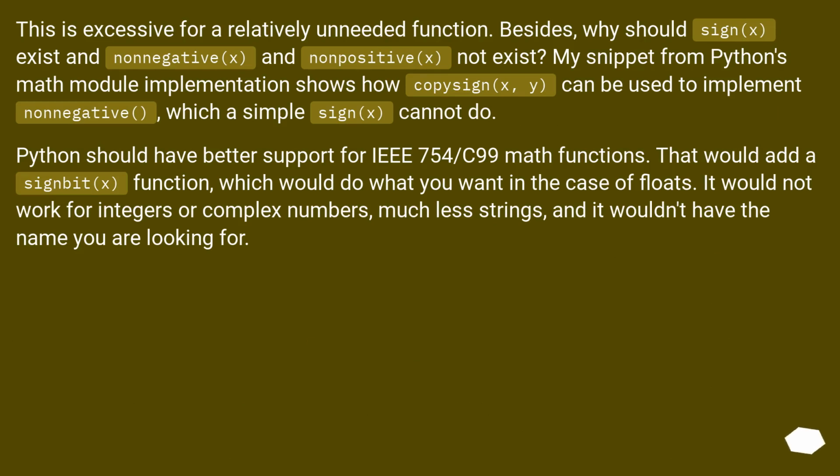Besides, why should sign(x) exist and non-negative(x) and non-positive(x) not exist? My snippet from Python's math module implementation shows how copysign(x, y) can be used to implement non-negative, which a simple sign(x) cannot do. Python should have better support for IEEE 754/C99 math functions. That would add a signbit(x) function, which would do what you want in the case of floats. It would not work for integers or complex numbers, much less strings, and it wouldn't have the name you are looking for.